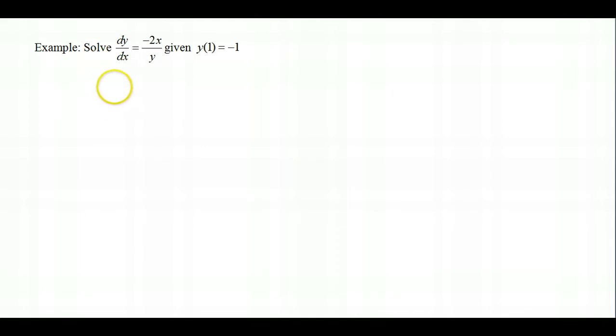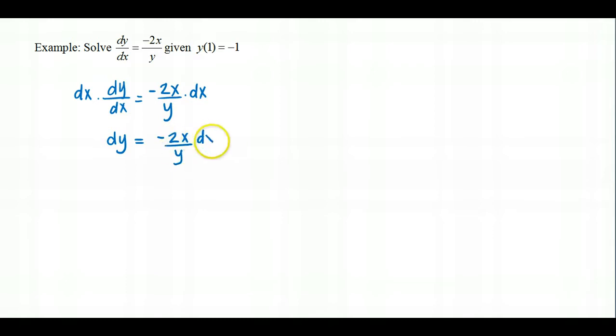Okay, let's jump into another example. So now I have dy/dx equals negative 2x divided by y. So first step, multiply both sides by dx. So now I have dy equals negative 2x over y dx. So to get rid of the y, I'm going to multiply both sides by y. So I end up with y dy, the y's cancel on the right, equals negative 2x dx.